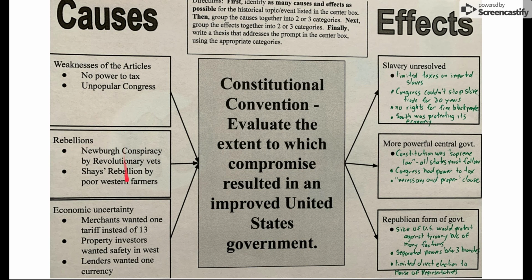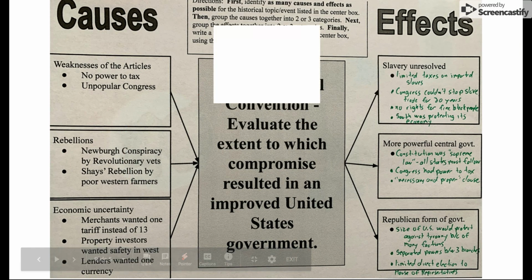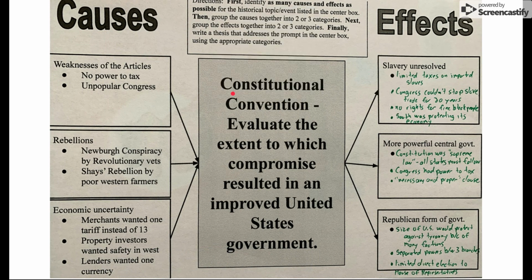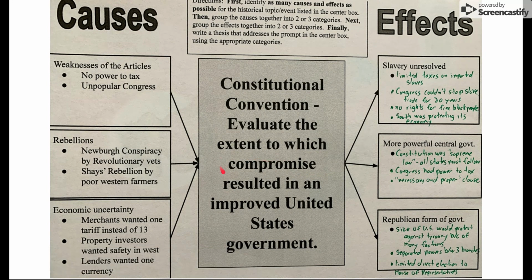So all three of these areas resulted in people calling for a constitutional convention, or calling for a meeting to try and see if they could fix the Articles of Confederation. Ultimately, however, they decided to throw the Articles of Confederation out and write a new constitution. So what we're going to look at here is the extent to which compromise resulted in an improved U.S. government.